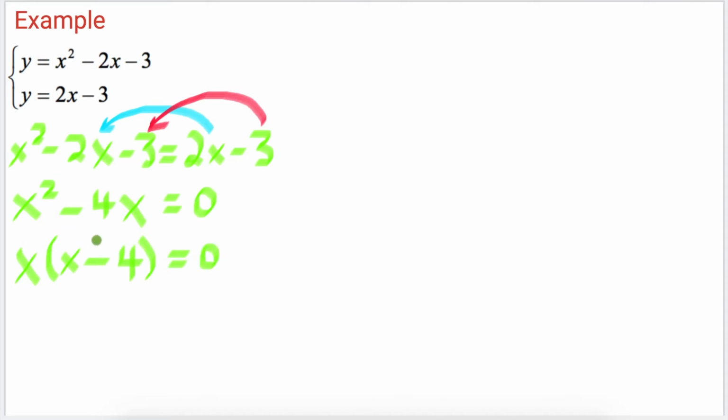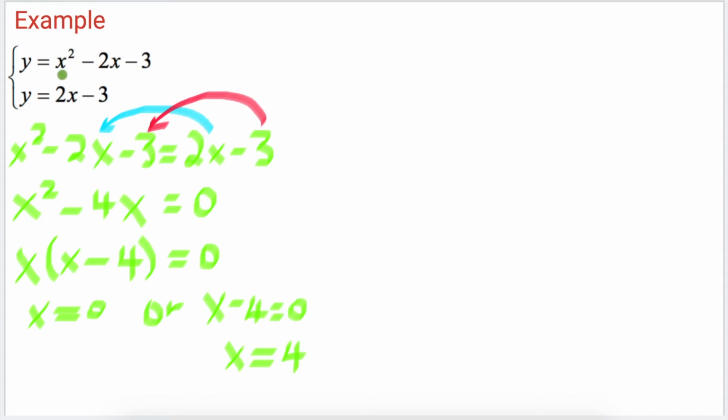So now I can set each factor equal to 0. So I'm going to write x equals 0 or x minus 4 equals 0. So I already know that one of the solutions for this system is when x equals 0. Now I need to solve this other side. To solve it, I'm going to move that negative 4 to the right side and I'm going to get x equals positive 4. So this is the second solution. Now these two values here are the x values. Now we need to find the y values.